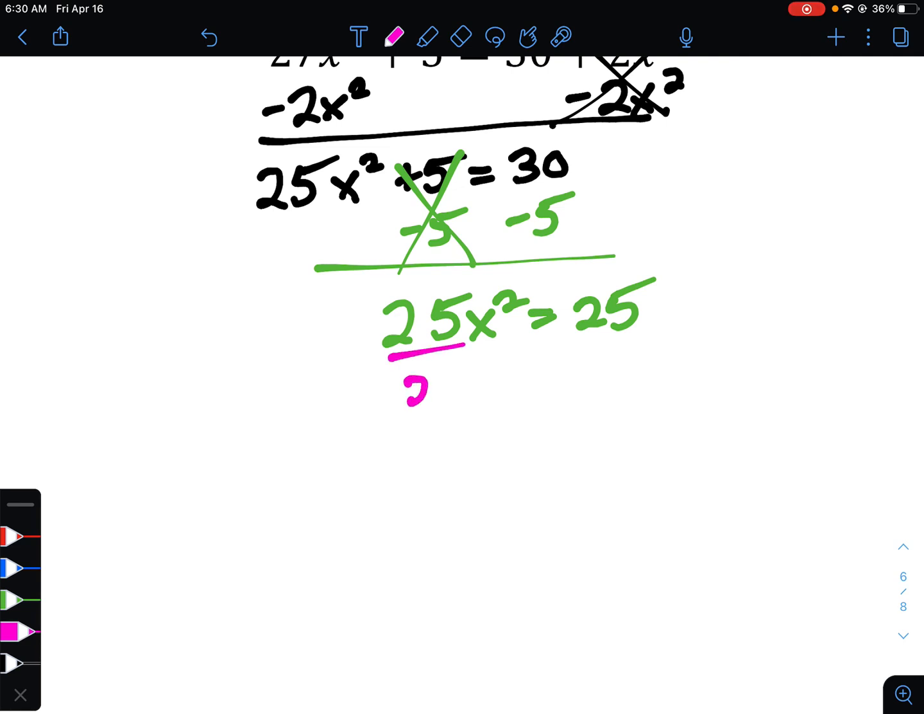So now we need to get x squared by itself, so let's divide both sides by 25. So that will leave us with x squared by itself on the left side is equal to 25 divided by 25, which is 1.